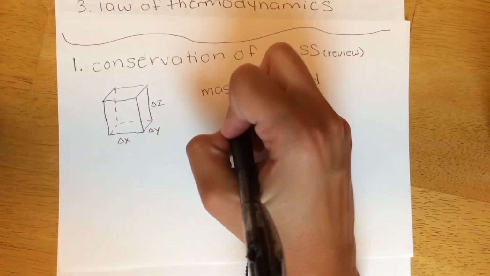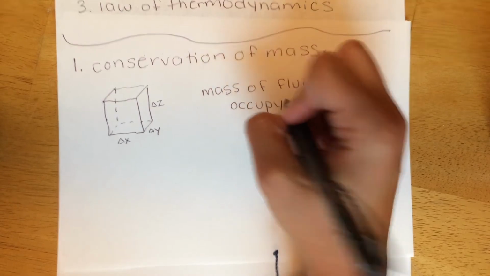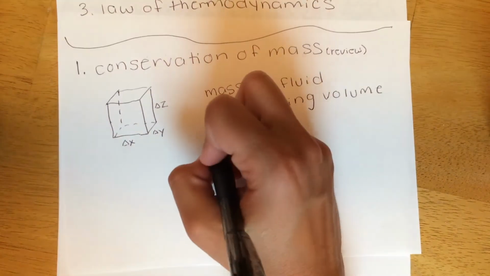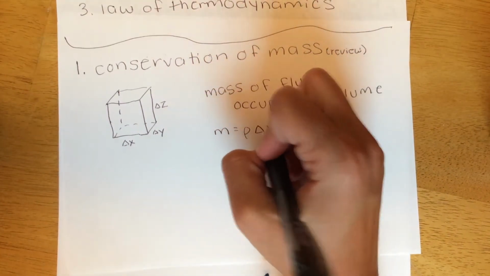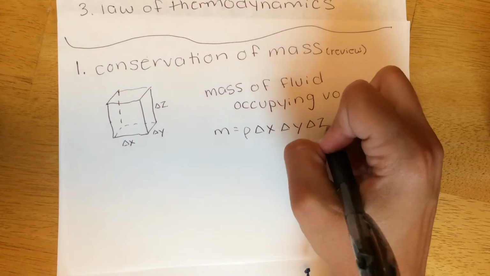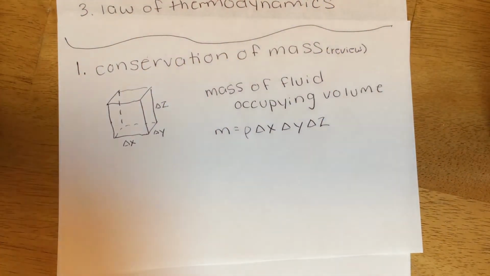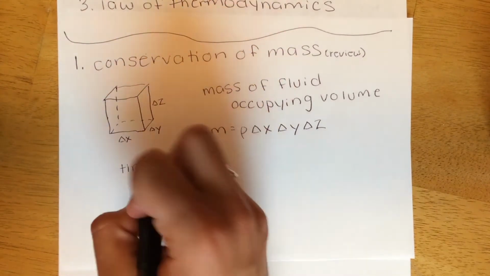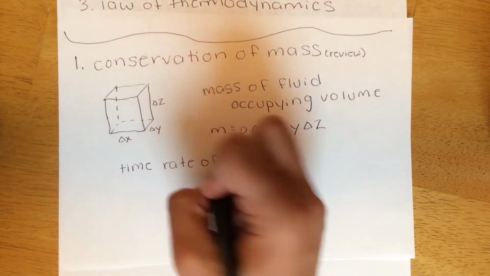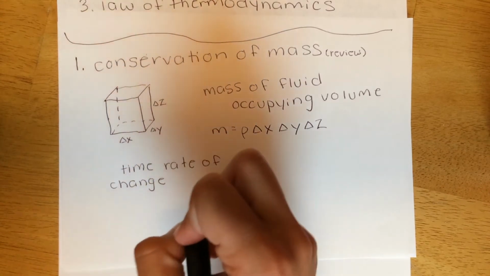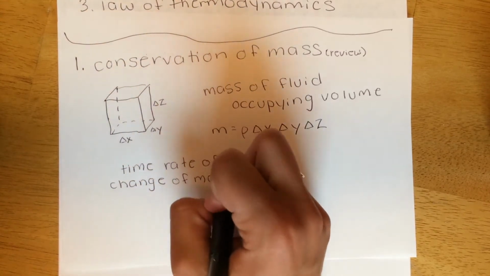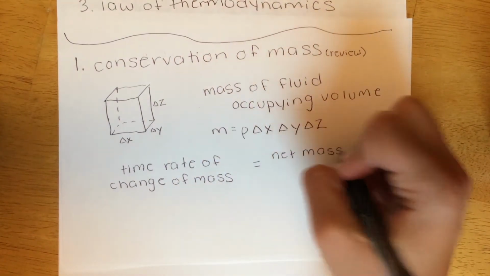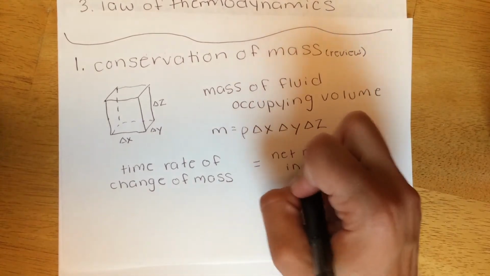Anyways, we know that density is defined as mass per unit volume, so we can simply find the mass of the fluid occupying the volume by multiplying the density by the volume of the fluid. This mass of the fluid volume may change over time if the density changes. However, this can only happen if there is a flux of mass into or out of the volume. So in words, the time rate of change of mass is equal to the net mass flux into or out of the volume.